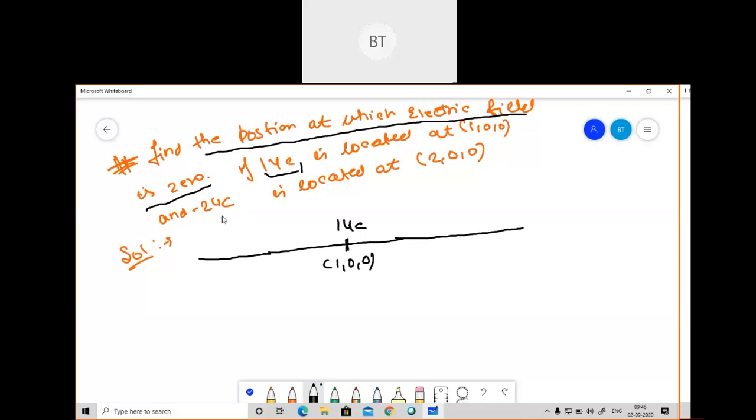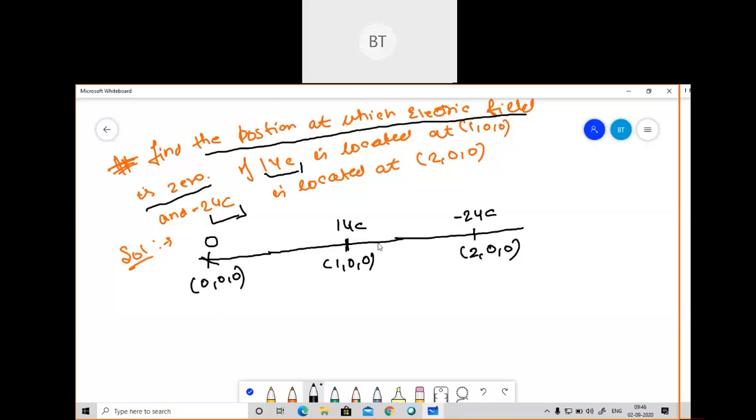And now I will see this point, minus 2. I'm assuming this point is here. So what is this point? Minus 2 microcoulomb, and its coordinates are 2 comma 0 comma 0. So these are the coordinates which we are given. Or let's suppose that the origin is here, and I'm denoting it by the origin, which means this coordinate will be 0 comma 0 comma 0. So this is the question.